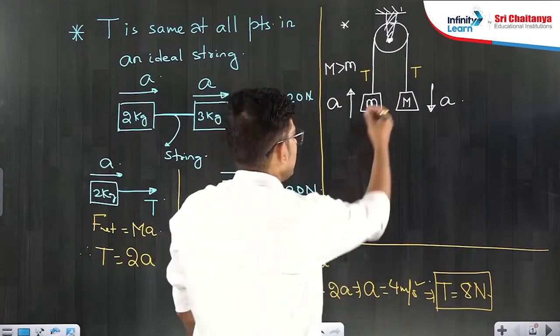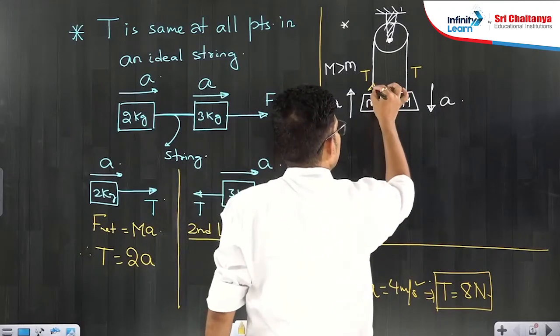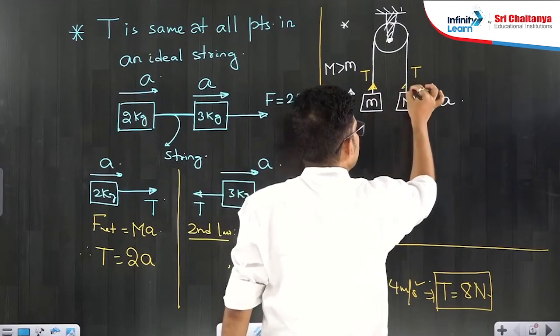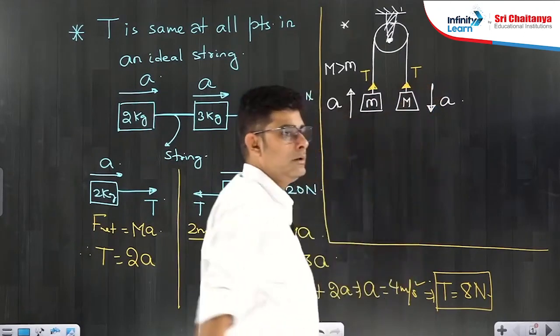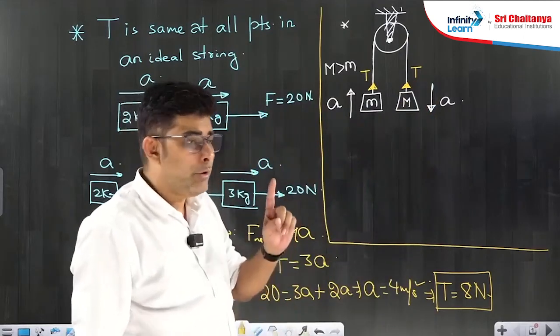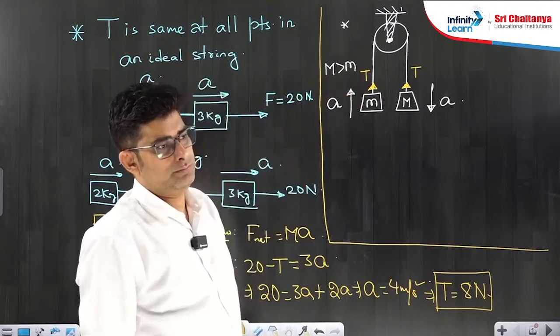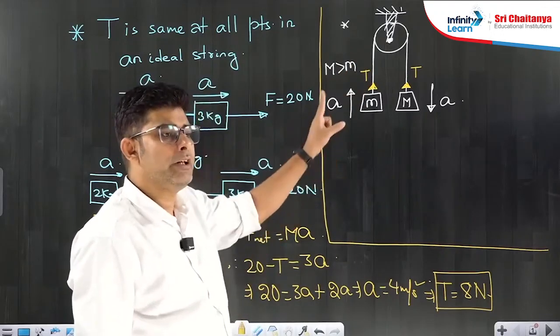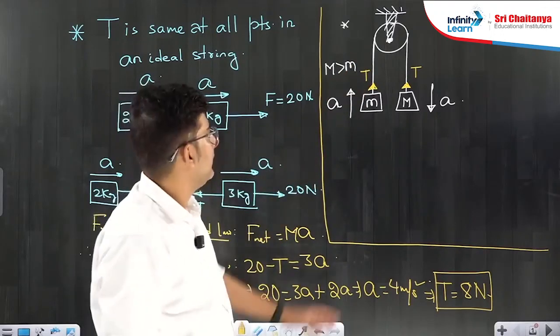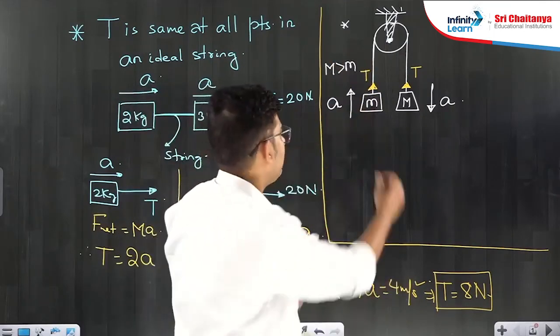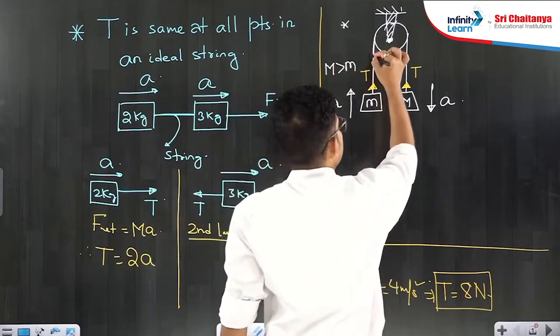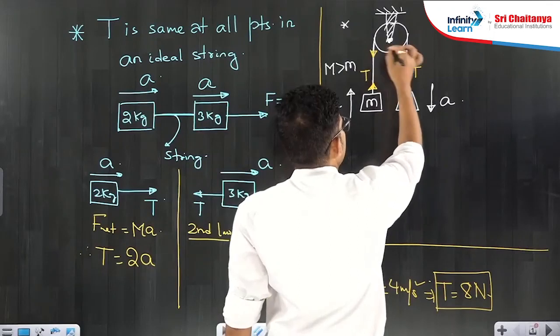It is for both the blocks, the string is above the blocks, so tension will be upwards. Now if I ask you the same string, where will it pull the pulley? Yes, the pulley will be pulled down because the string is below the pulley. So I will say the same tension will pull the pulley down.